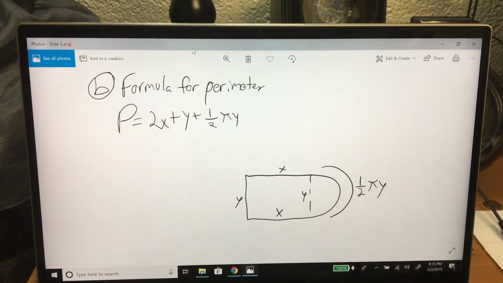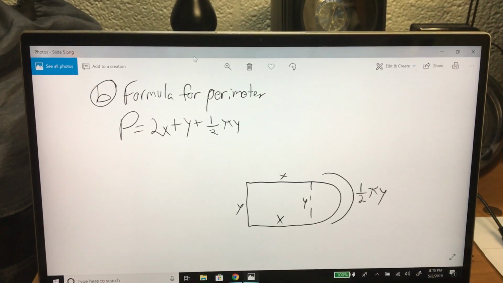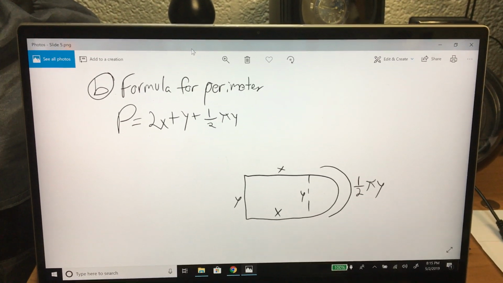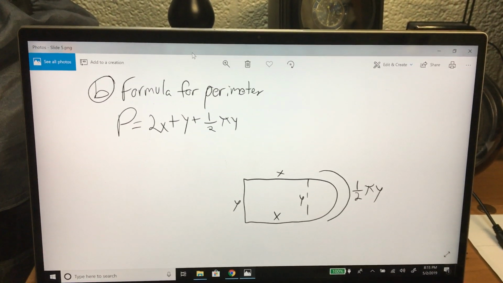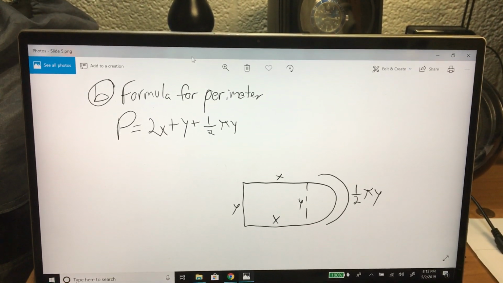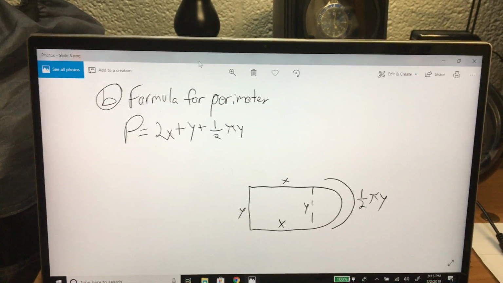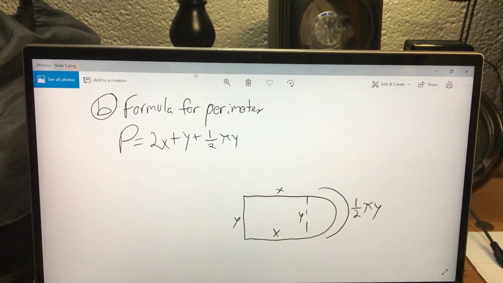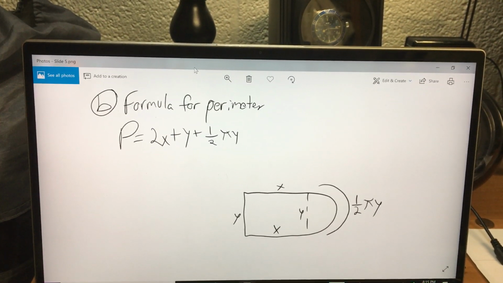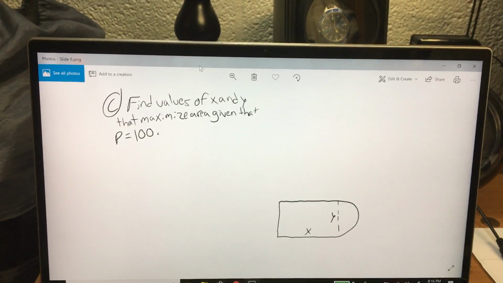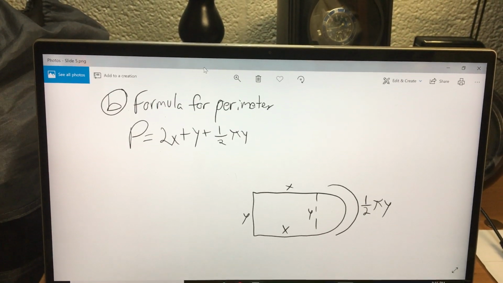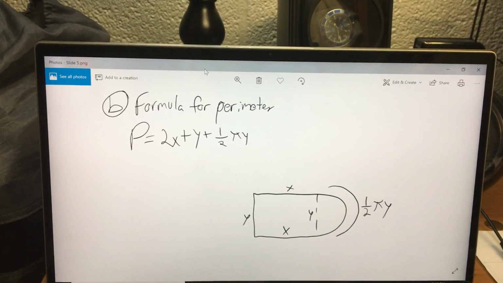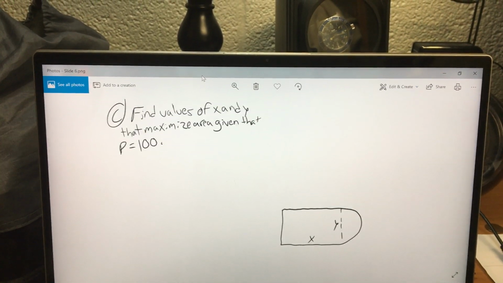On to part B. Finding the perimeter, we note that one side equals y while two sides equal x. Therefore, you get 2x plus y. The circumference of a semicircle is 1/2 pi times diameter, and in this case, y is equal to our diameter. Therefore, the formula for the circumference of the semicircle is 1/2 pi y. Adding it all together, we get P equals 2x plus y plus 1/2 pi y.